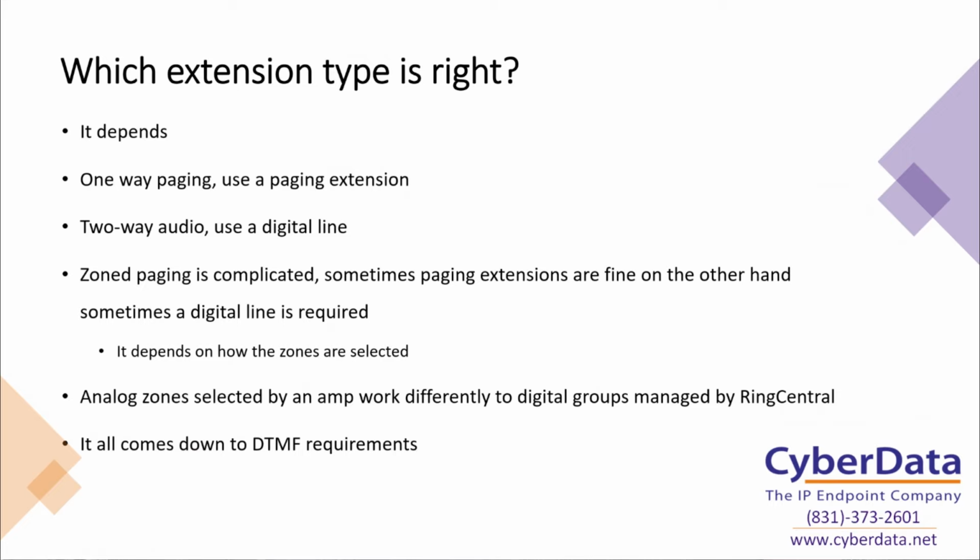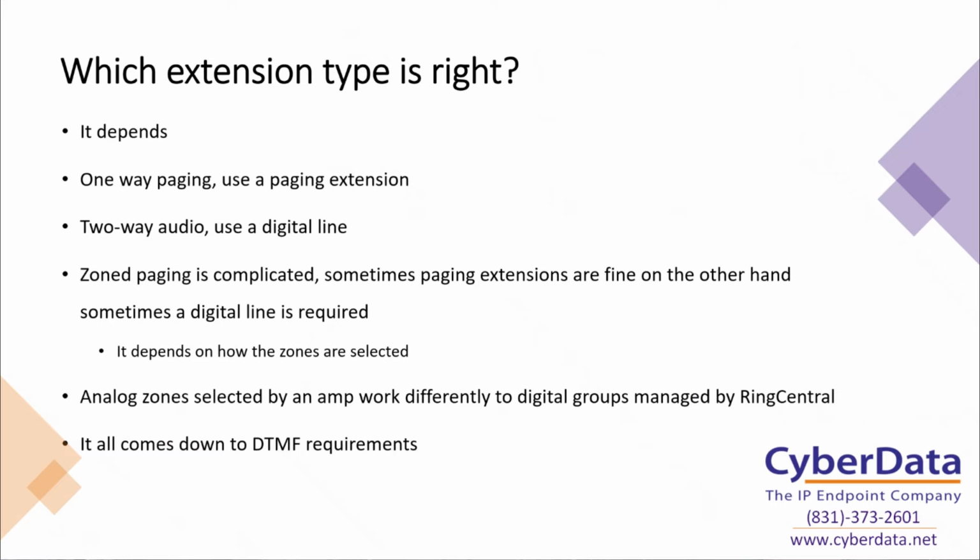But if you're using something like that PCM 2000 from Bogen that I mentioned, that a lot of different schools will use, that requires actual DTMF pass-through for analog zone selection, because these zones are controlled by that analog amplifier, not by RingCentral. You're going to need that digital line, that full seat extension, so that way you can actually pass DTMF to that paging adapter to select the zone. And really, the crux of it is just how all of these different zones are selected. If you're dealing with digital zones with something like the RingCentral paging groups, you're fine with just the paging extensions.